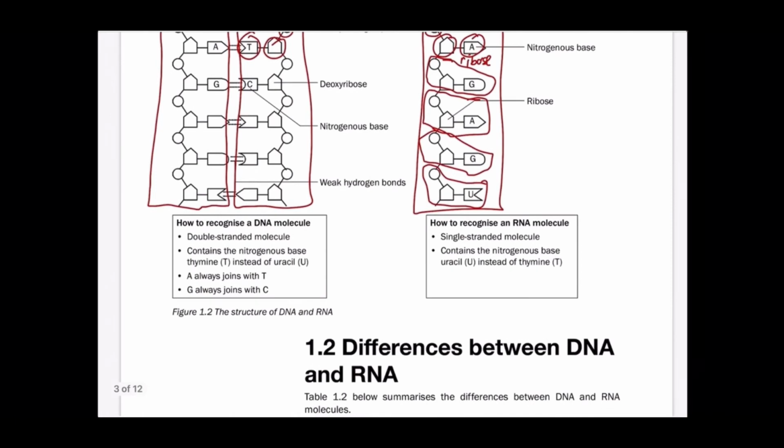So how can you actually recognize a DNA molecule? You will recognize it by the fact that it's double-stranded, as I've already mentioned. It contains thymine instead of uracil. Adenine always pairs with what? With thymine, as I've said, tag C. And guanine always joins with cytosine.